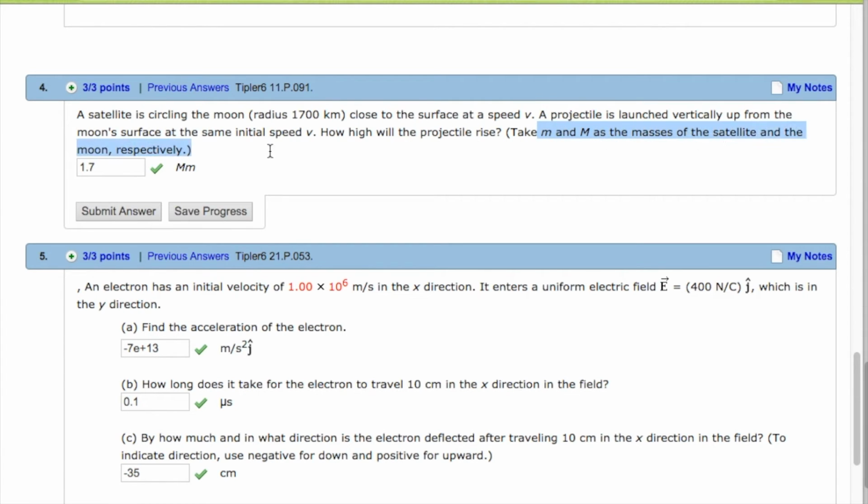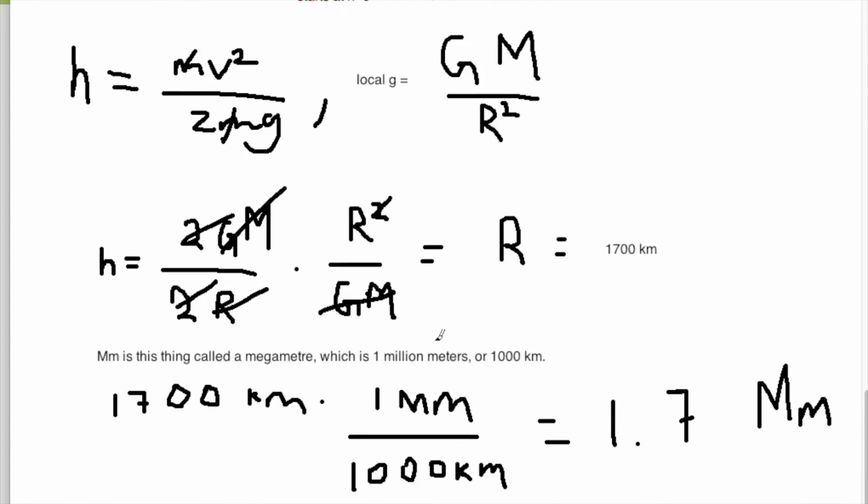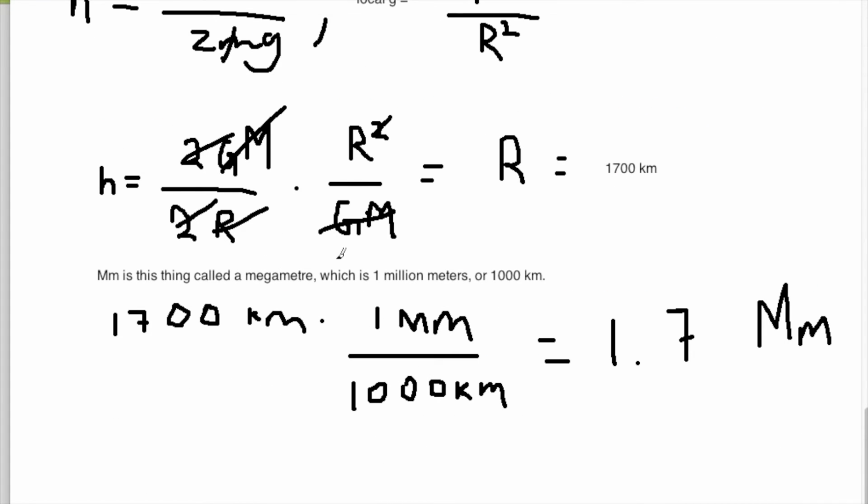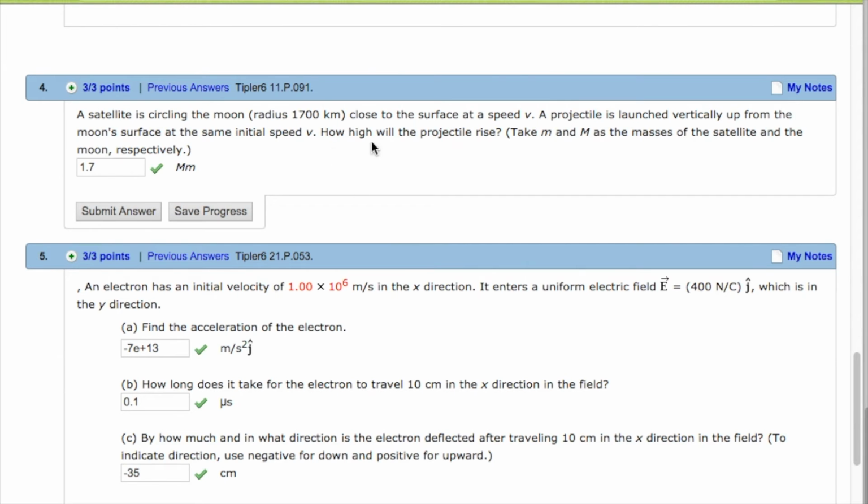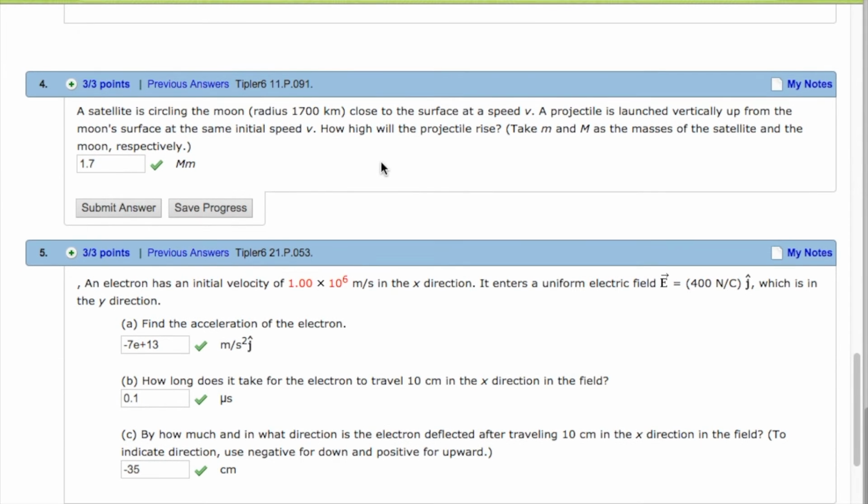Now, I said why this problem confused me is because it said take m and M as the masses of the satellite and the moon respectively. So then what is this Mm? Turns out that this Mm is actually a megameter, which I did not know existed, but it is 1,000,000 meters or 1,000 kilometers. And then if you multiply these things, you'll get 1.7 megameters, or something different if you have a different planet or whatever.